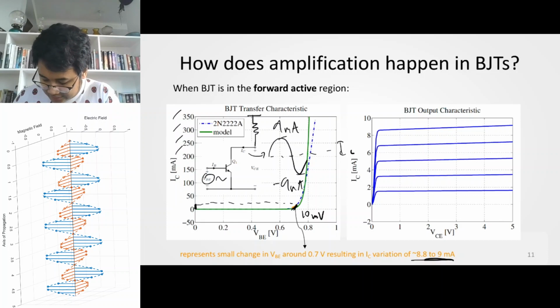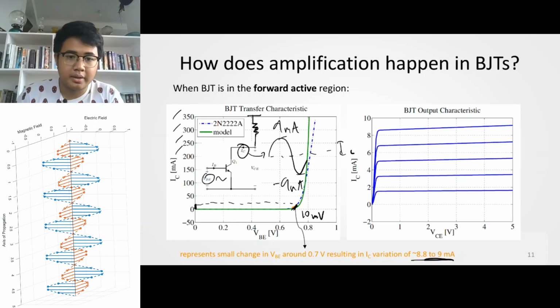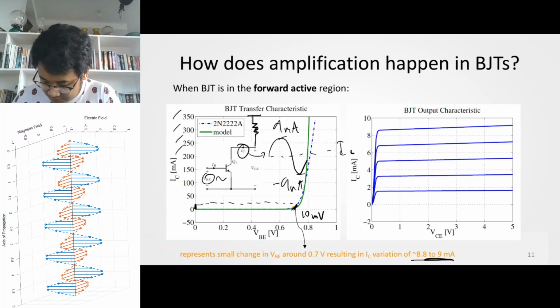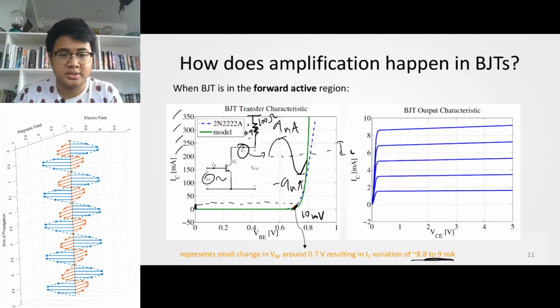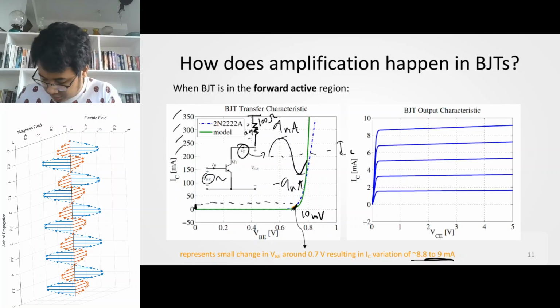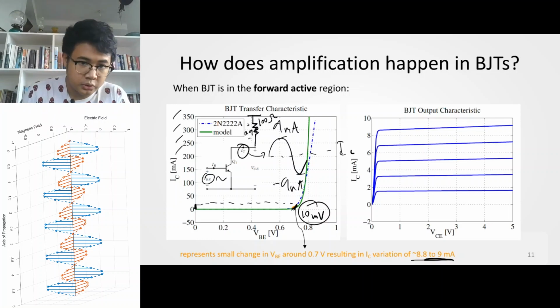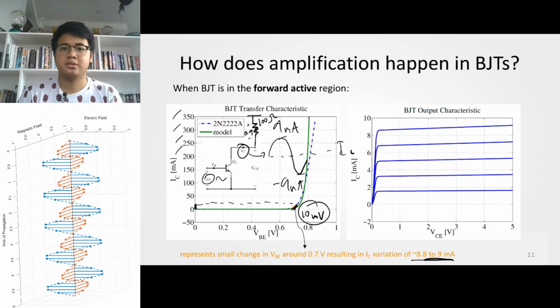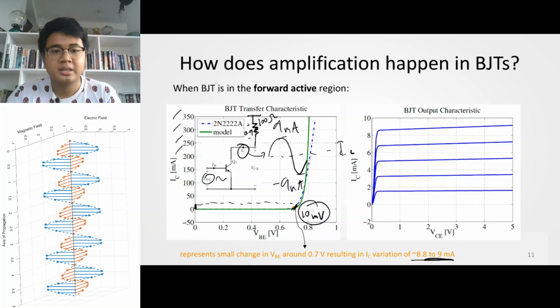Right? If you have a resistor here connected to a voltage source, if you change IC by 9 milliamperes, if this resistor is just 100 ohms, then you have a 0.9 volt change in voltage at this 100 ohm resistor, just because of a 10 millivolt change in VBE. So imagine using VBE as the input port for a very weak signal. 10 millivolts is very weak. Right? And IC will amplify that.